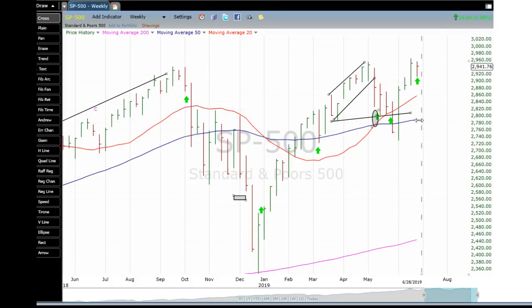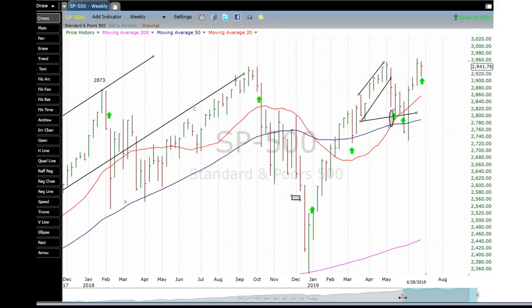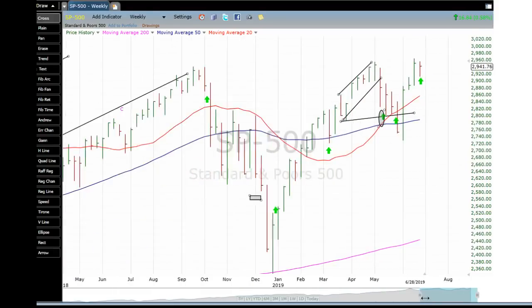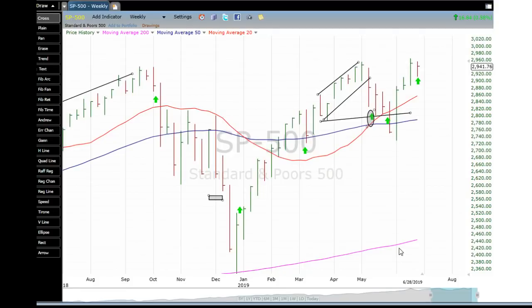likewise here, we'll see if this new move satisfies a megaphone or broadening top: successive higher highs, successive lower lows. It's like a megaphone. We'll see if we get a buying climax on this spike, on a kiss toward the 3,000 level where this trend line comes in. So that's something to watch for.